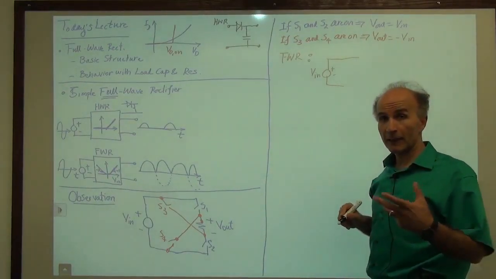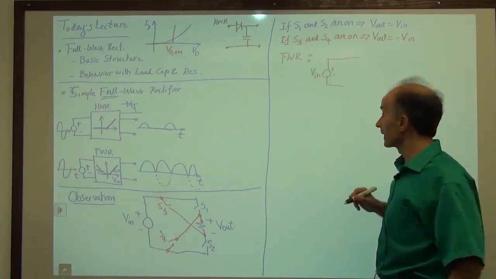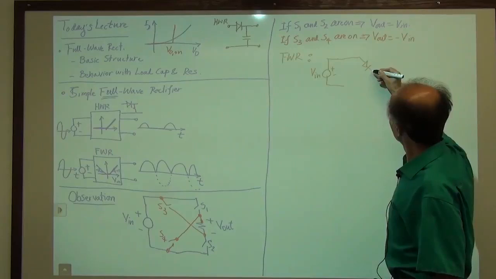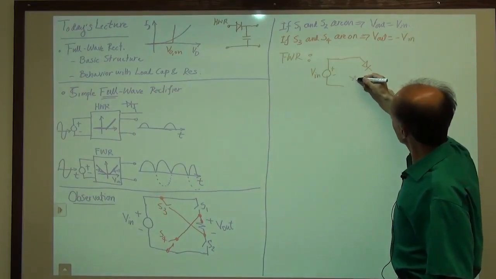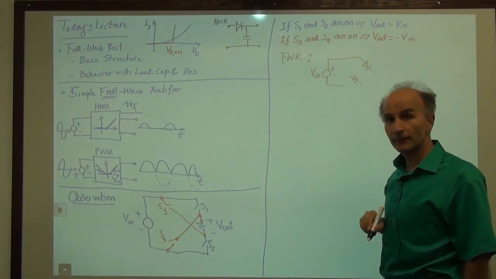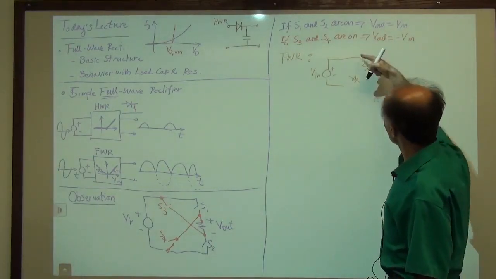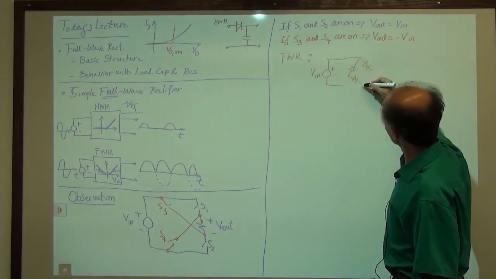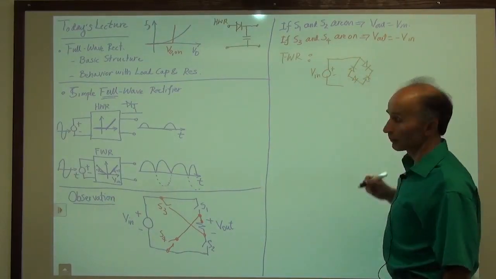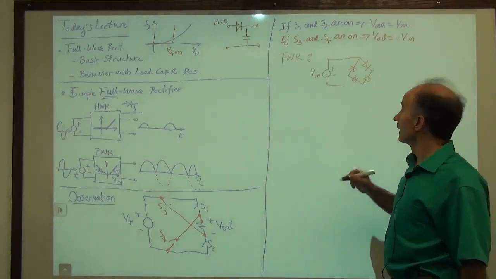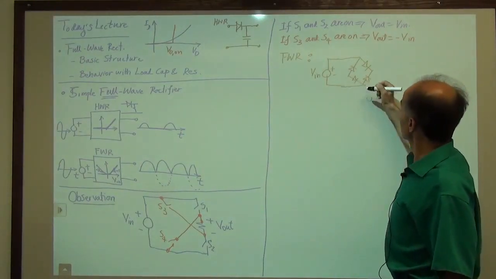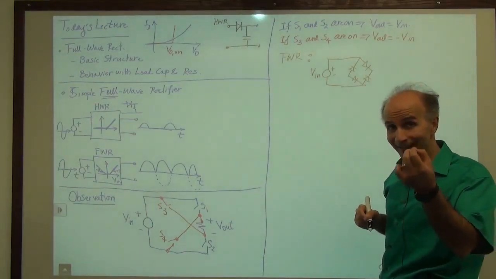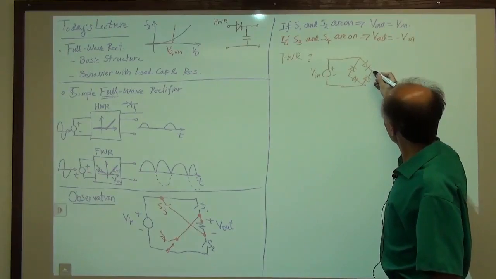A good way of remembering how these diodes are connected, because there are 4 of them, is the following. We have 2 diodes going like so, and then both pointing downward. And then we have 2 diodes going like so, both pointing upward. The input voltage is connected to this point and this point, and the output is taken between here and here.